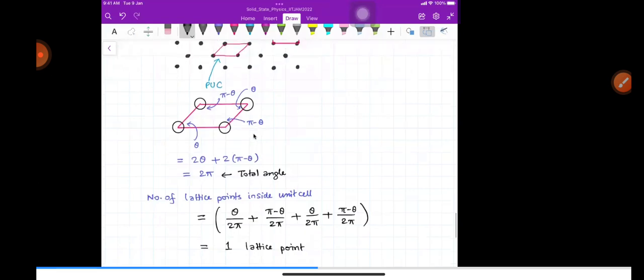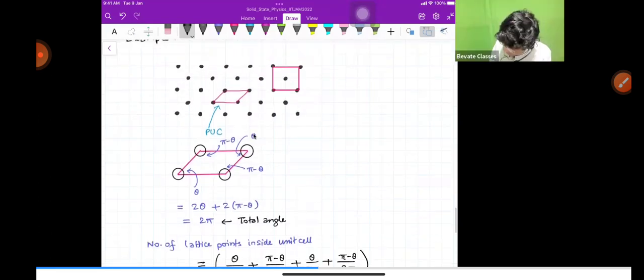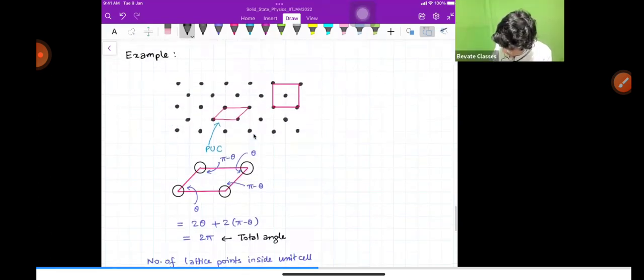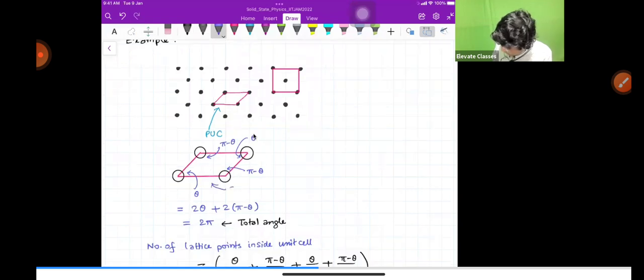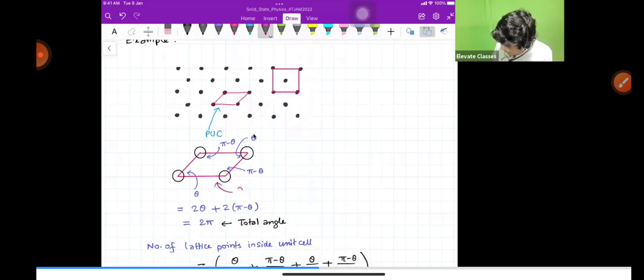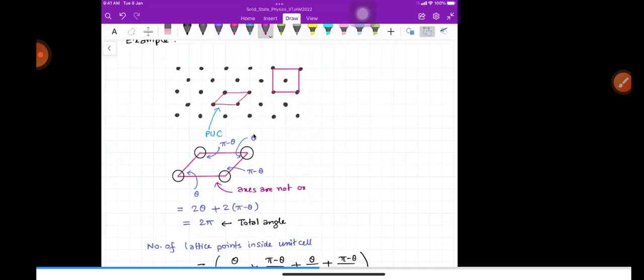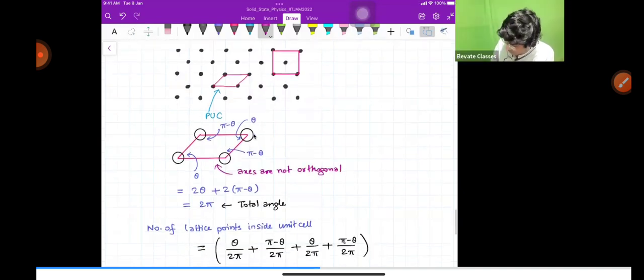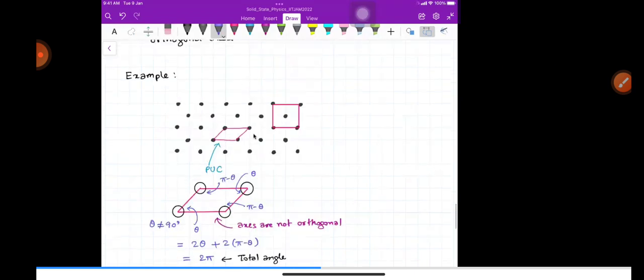And you can see the axis here is not orthogonal. This is very important. That is why you use a conventional unit cell. Axes are not orthogonal. Theta is not equal to 90 degrees. So if theta is not equal to 90 degrees, pi minus theta will also not be equal to 90 degrees. Now what about the other one?